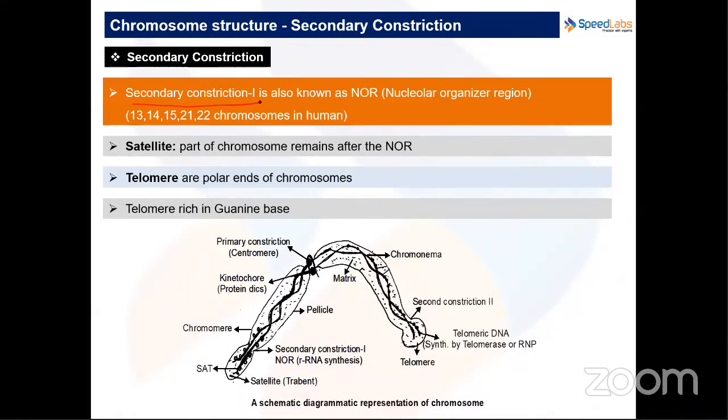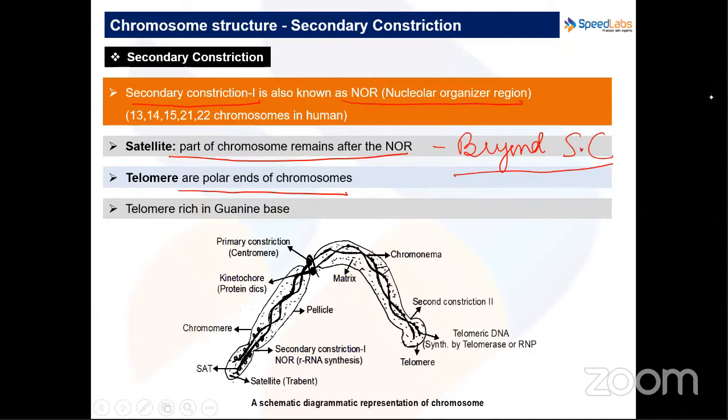Secondary constriction, as I was telling you, is also called the nucleolar organizer region because it gives rise to the nucleolus. Telomere is the end. Satellite is a part beyond the secondary constriction. Telomere is rich in guanine bases. This is also very important.